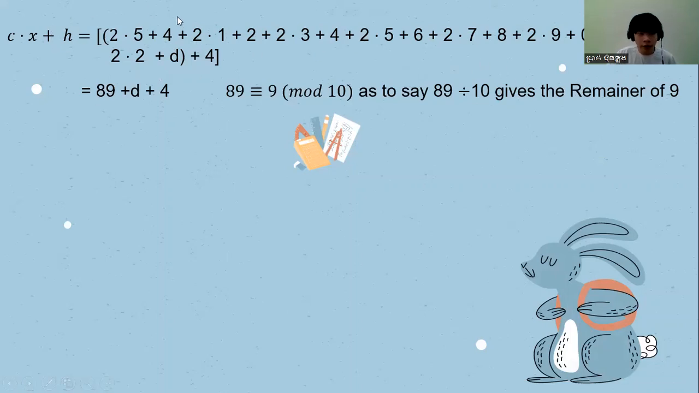And after that, we calculate all the numbers. We have 89 plus D, the check digit, and then plus 4.